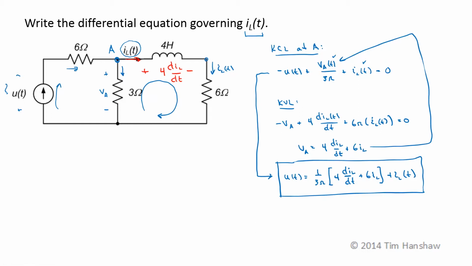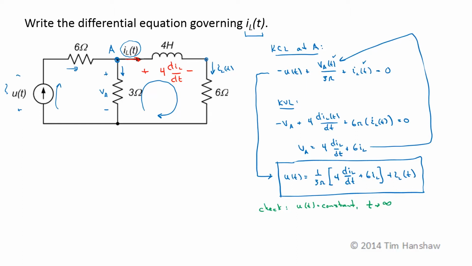It's always a good idea to check our results whenever we can. So let's take a look at this differential equation and see what happens if U of t is a constant and we let t go to infinity. So we're looking at a very special case and seeing what happens. If this is a constant and t goes to infinity, then I sub L has to be a constant too. The homogeneous solution will have died out. We only have the particular solution, which has the same form as the forcing function.